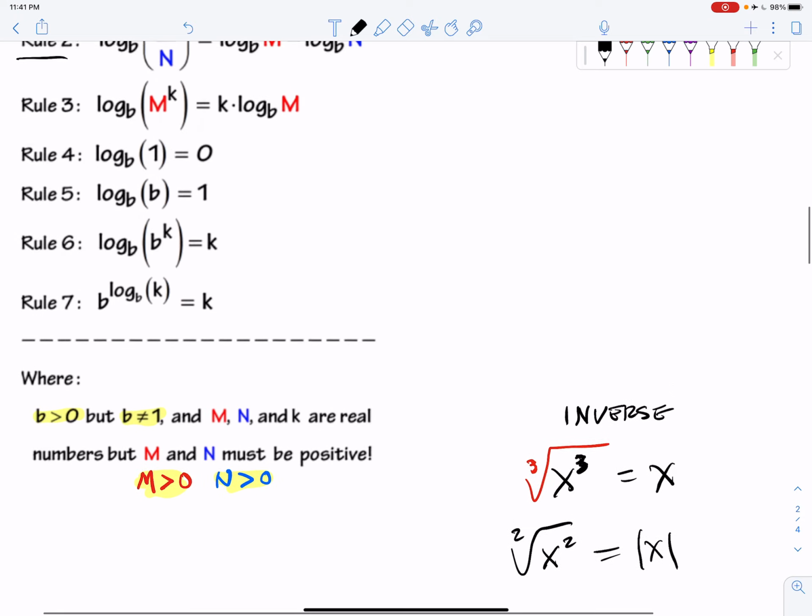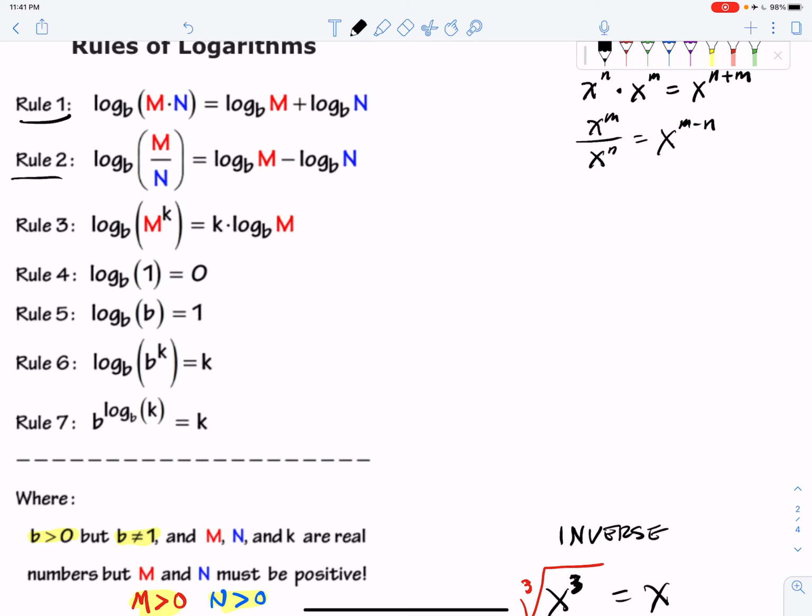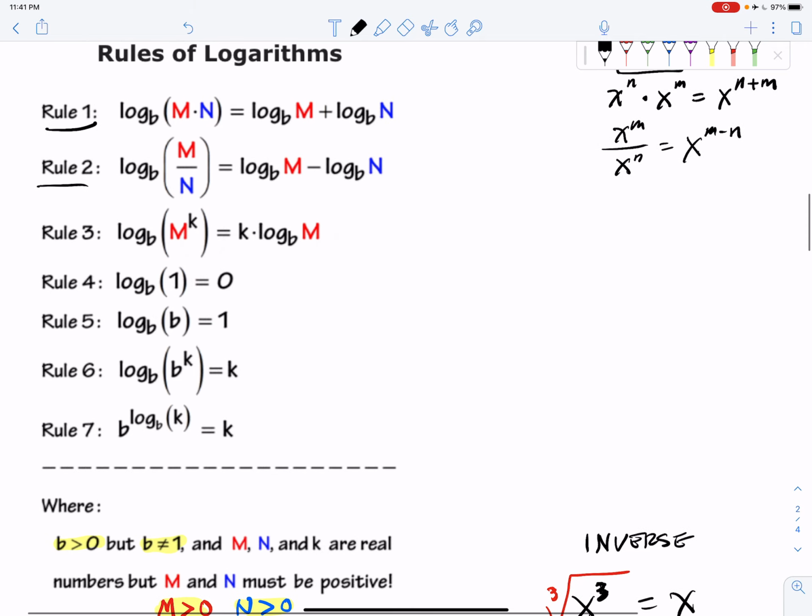Our next rule, number 3, basically says that you can take log base b of m to the k power, and you can rewrite that as a product of k times log base b of m. Those two expressions are equal to each other. That can be very effective in moving and simplifying things so we can possibly solve for something.